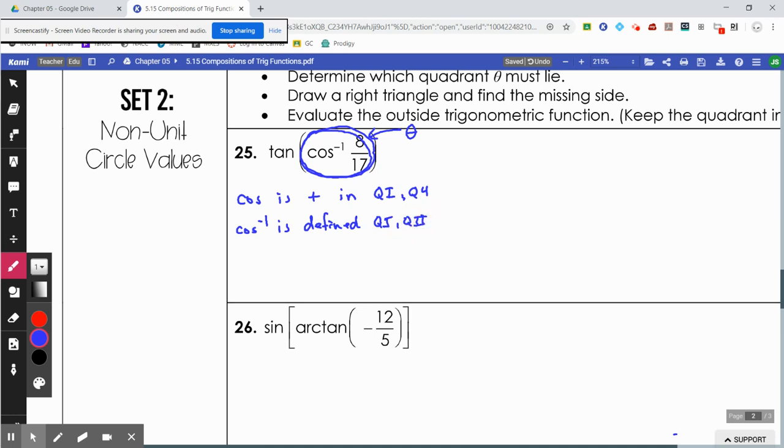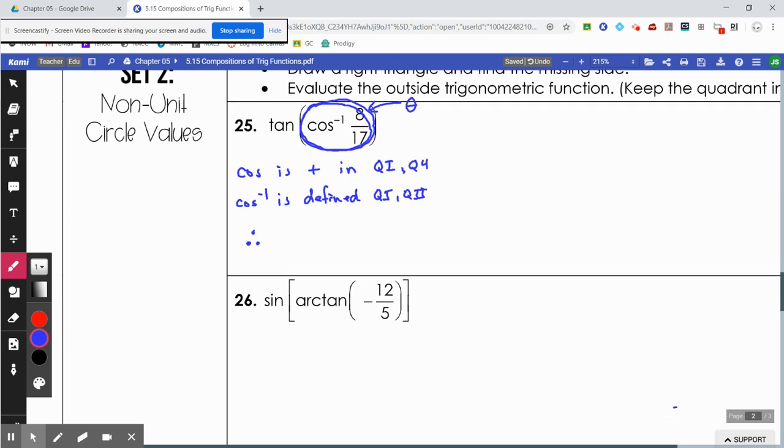So therefore, since this cosine has to be in quadrant 1 or 4 because it's positive, it's only defined in 1 or 2, so that means that this theta is in quadrant 1. So we're talking about a quadrant 1 angle. So we're finding the tangent of an angle in quadrant 1. Just keep that quadrant in mind.